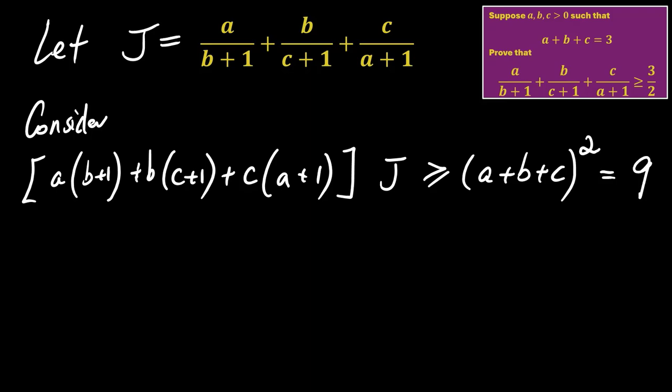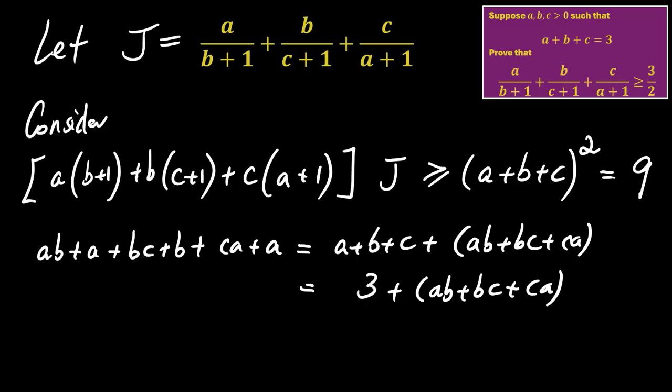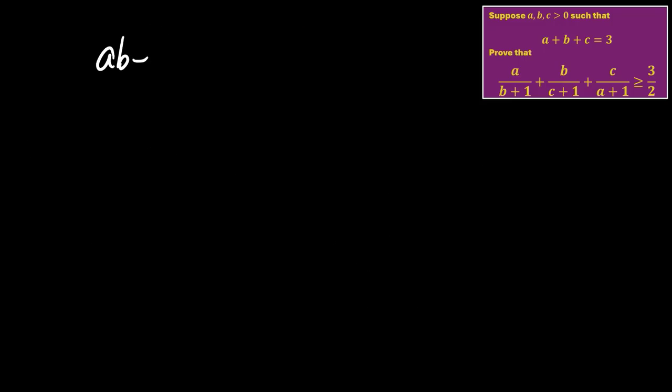And on the left hand side, we have ab plus a plus bc plus b plus ca plus c, times J. Let's consider this expression first. We have a plus b plus c plus ab plus bc plus ca. So this is 3 plus ab plus bc plus ca. Now we focus on ab plus bc plus ca. Let's call this K.